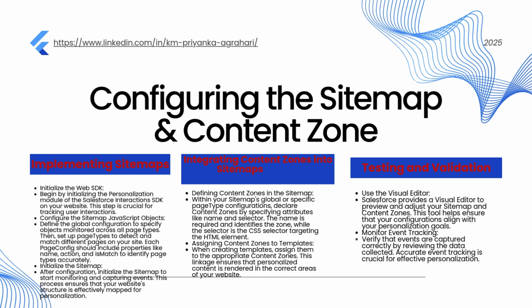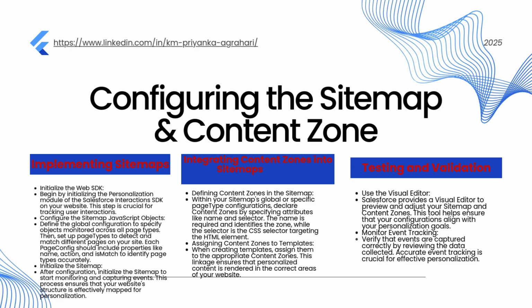Now the implementation part. To implement a sitemap, follow these steps. First, initialize the web SDK by initializing the personalization module of the Salesforce Interactions SDK on your website. This step is crucial for tracking user interactions.